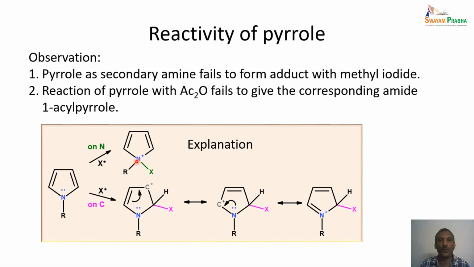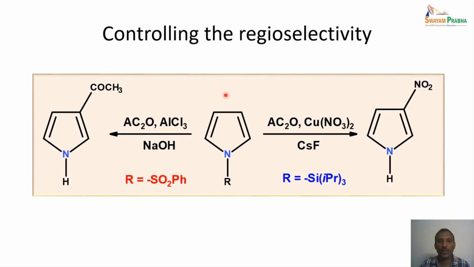Of course, there are a few reaction conditions by which we can effectively carry out this reaction, but in general, N alkylation or acylation is really difficult in the case of pyrroles, unlike secondary amines, because secondary amines easily undergo addition reactions with methyl iodide or acylation reactions with acetic anhydride. Now, as I mentioned earlier, we can control the regioselectivity by choosing a substitution on the nitrogen.